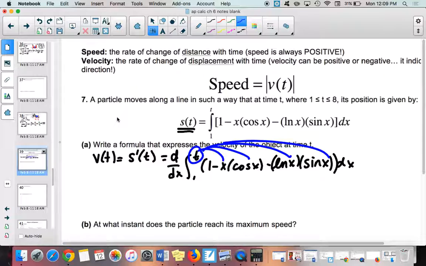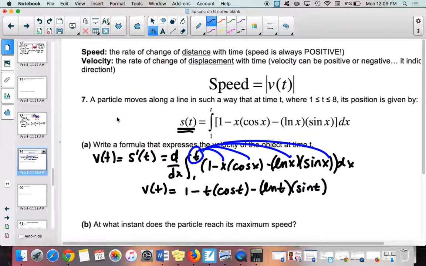If it had been t squared, I'd put the t squared in, but then at the very end, I'd multiply by 2t, by the chain rule. So our velocity function is going to look like 1 minus t times cosine of t minus natural log of t times sine of t. No dt, right? Leave that off.